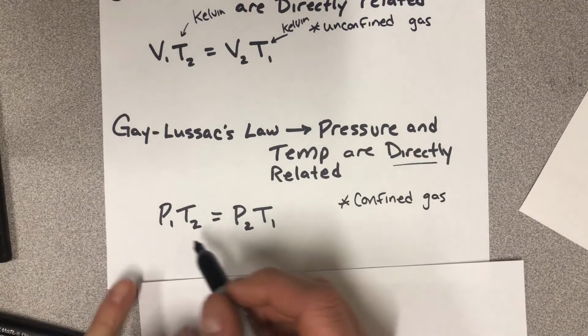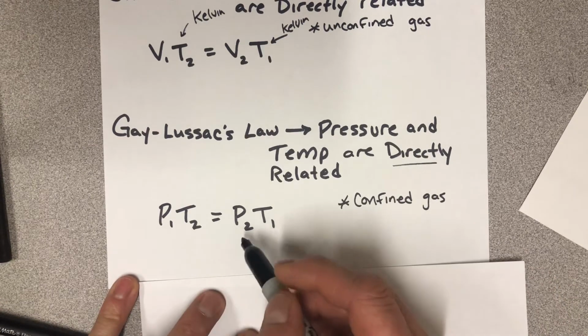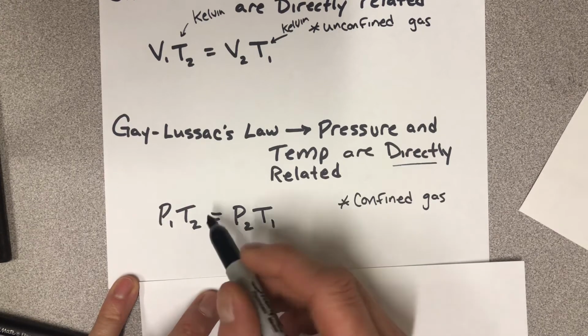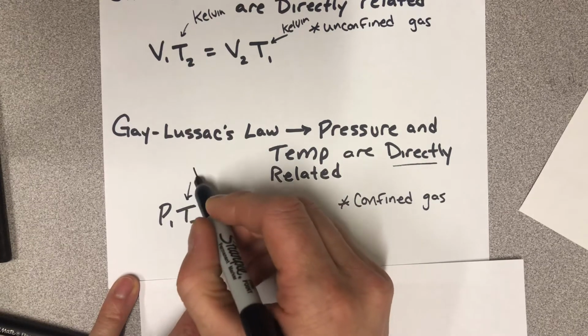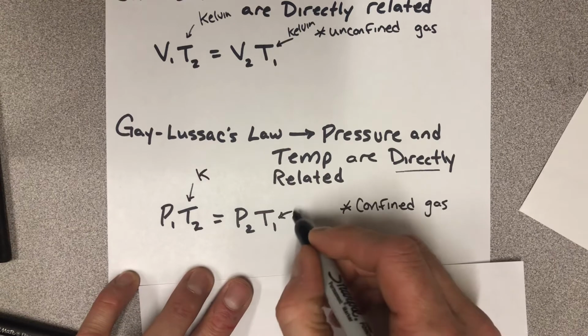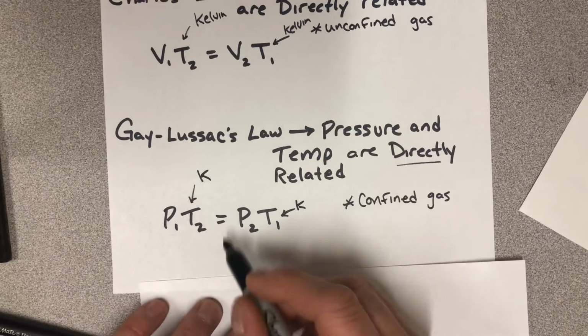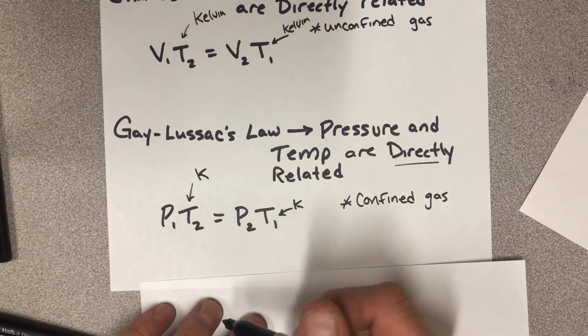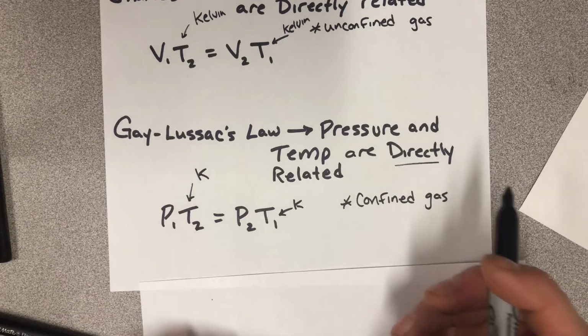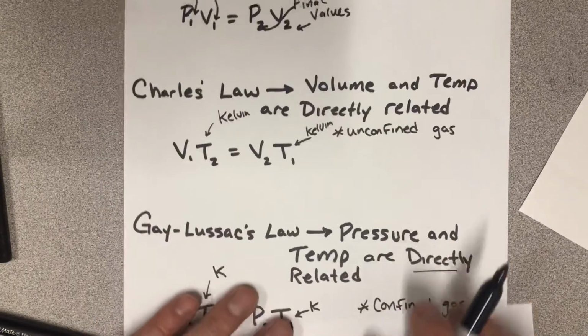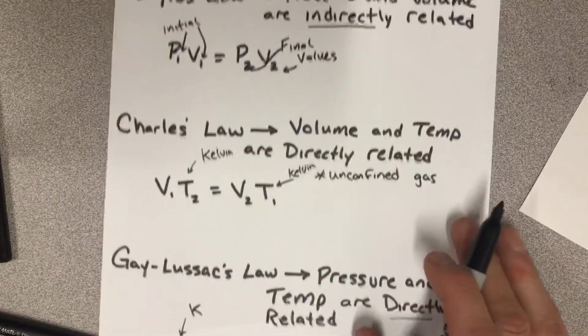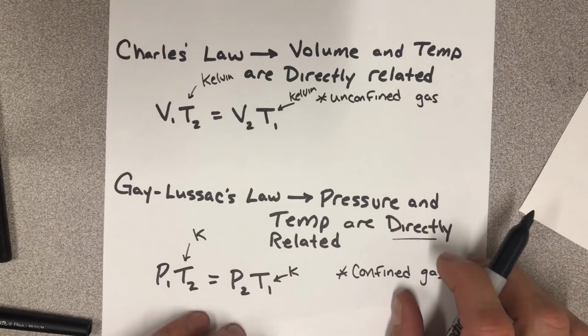And here's the equation for that: P1 T2 equals P2 T1. And again, just make sure that your temperatures are in Kelvin, and you can isolate whatever variable you're solving for and solve for it. So those are the three basic introductory gas laws that you are going to need to know. Alrighty.